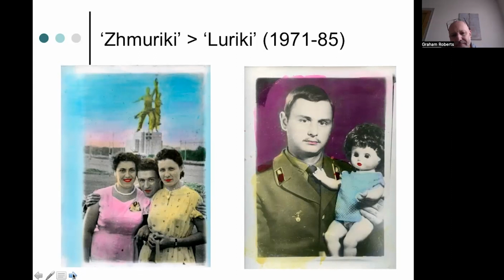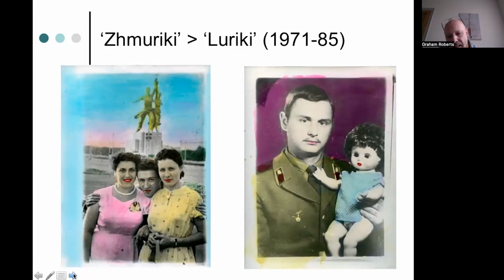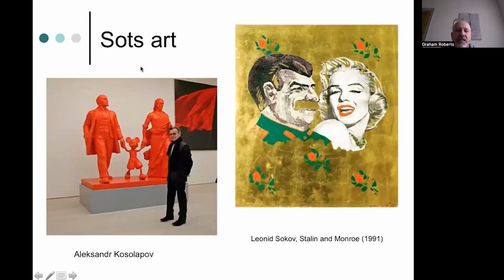Now, this particular image here is one of the images which has occasioned Mikhailov to be compared to the Sotsart movement. The Sotsart movement was a movement that really came to prominence in the 1980s, early 1990s. I think it's had its day of glory now. But the Sotsart movement parodied Soviet art and Soviet culture by throwing socialist realism back against itself.